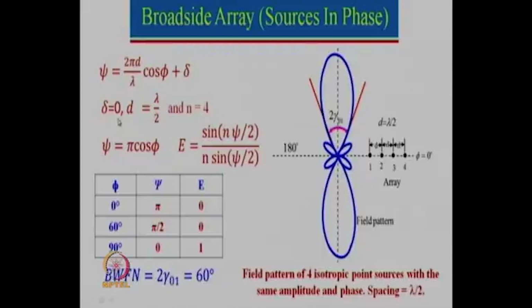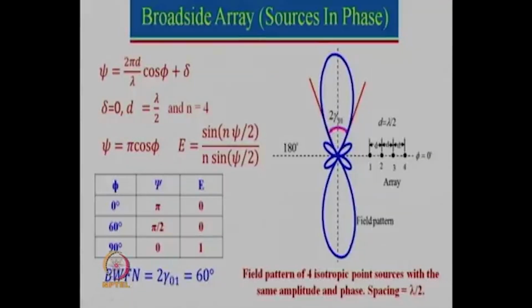So, if we substitute this value in the function psi, we can see that d is lambda by 2. So, that will reduce to pi cos phi, delta is 0. And then the array factor is as before, sin n psi by 2 divided by n sin psi by 2. So, let us just try to plot this. In fact, we would like to plot this radiation pattern, and we can of course start with phi equal to 0, and then 10 degree, 20 degree, 30 degree, we can rotate for complete phi equal to 0 degree to 360 degree, and that takes a lot of time.